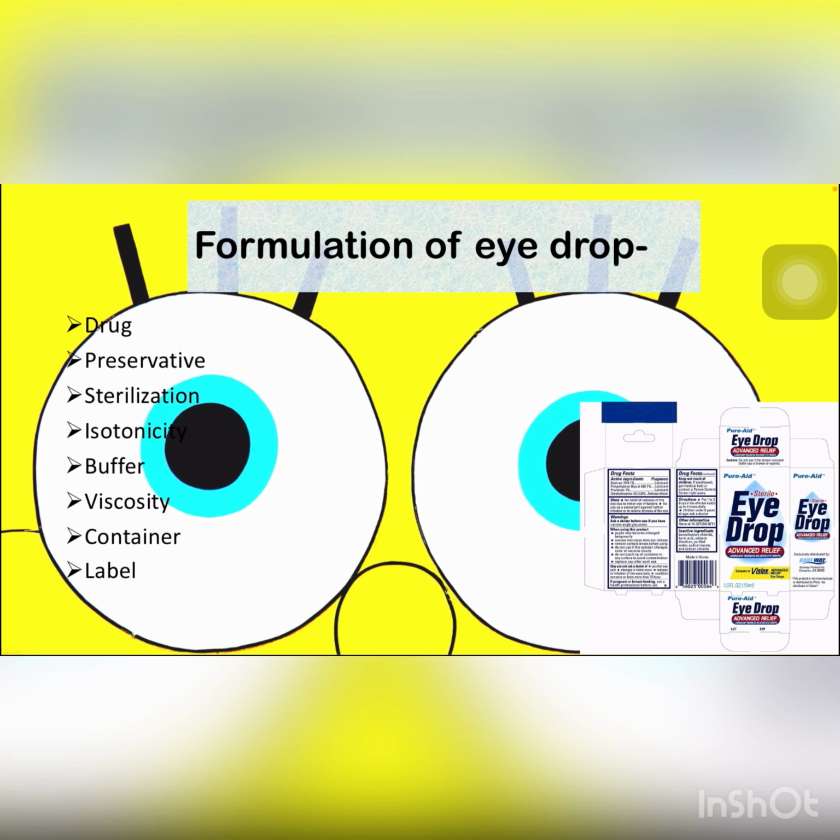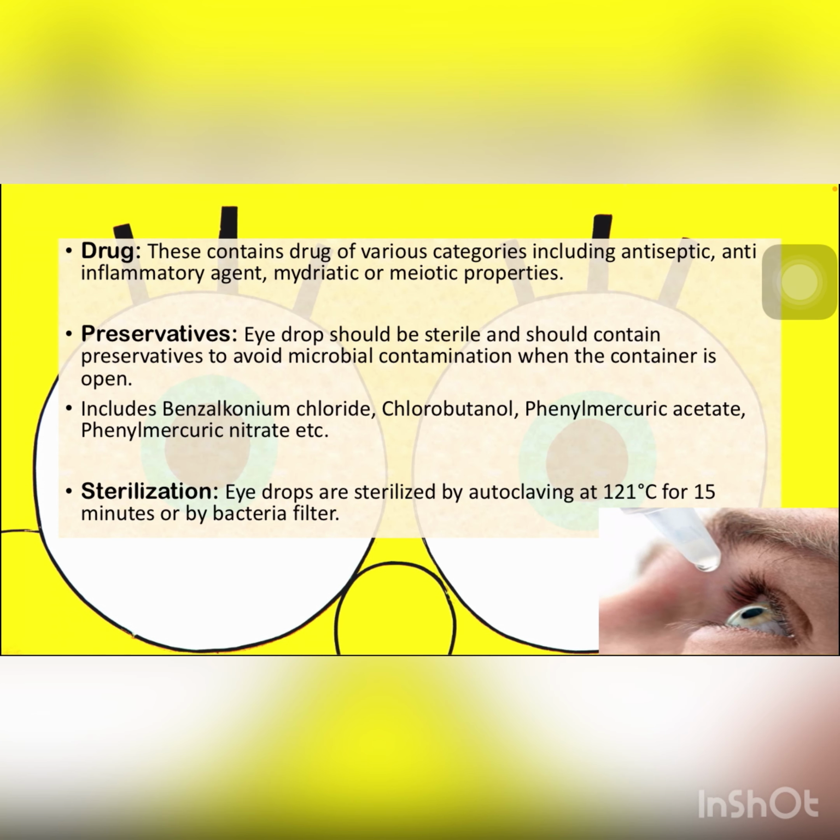Formulation of eye drop. In this, we use drug, preservative, sterilization, isotonicity, buffer, viscosity, container, and then label. Drug. These contain drugs of various categories including antiseptic, anti-inflammatory agent, mydriatic or miotic properties. Preservatives. Eye drops should be sterile and should contain preservatives to avoid microbial contamination when the container is open.